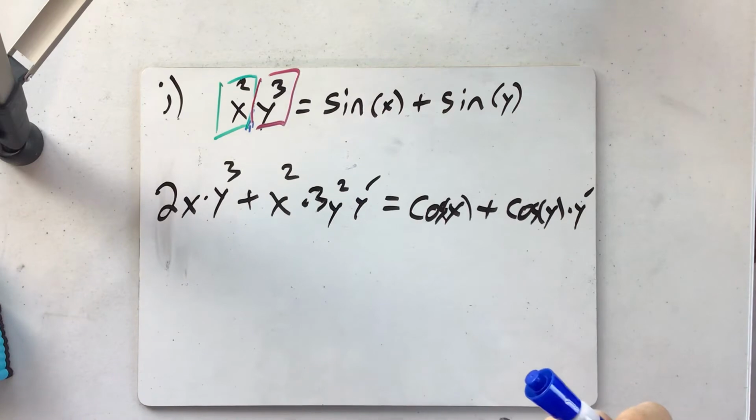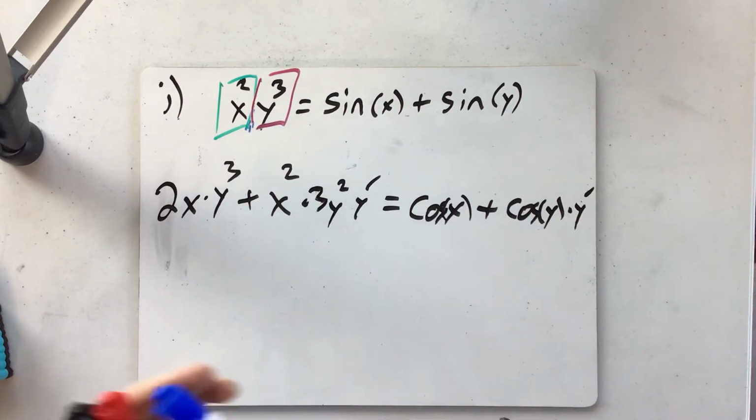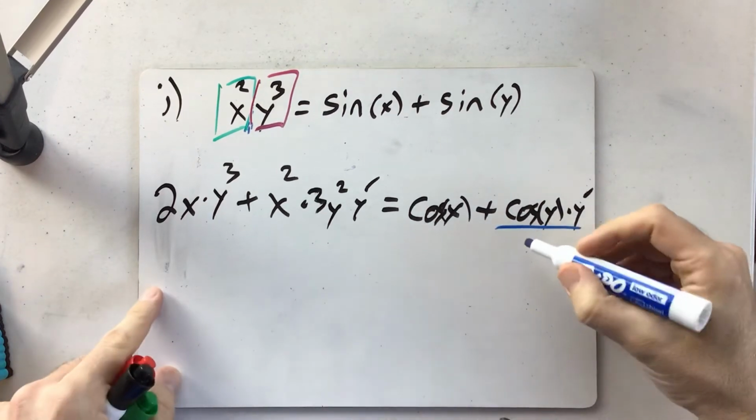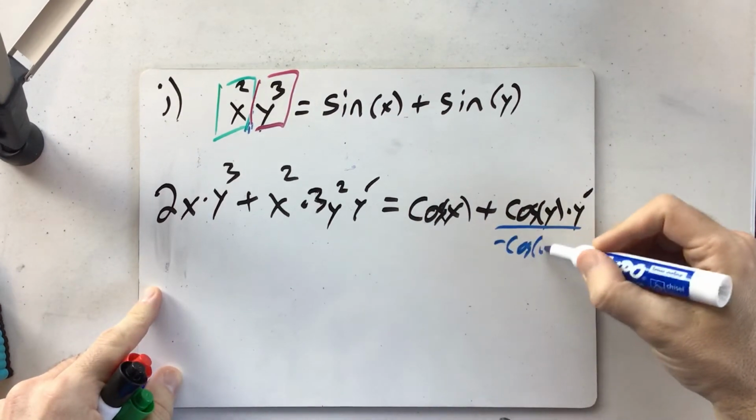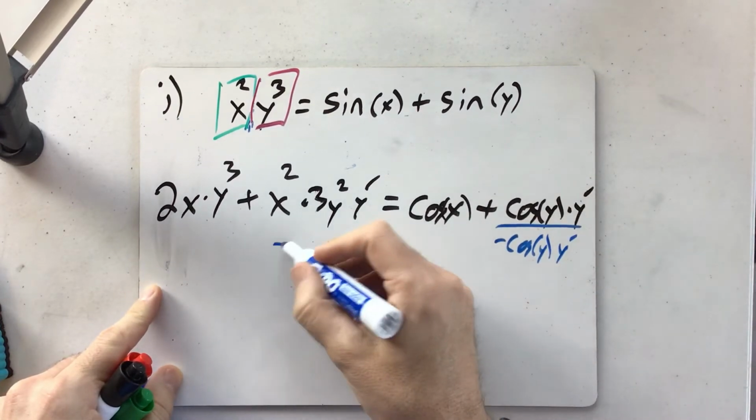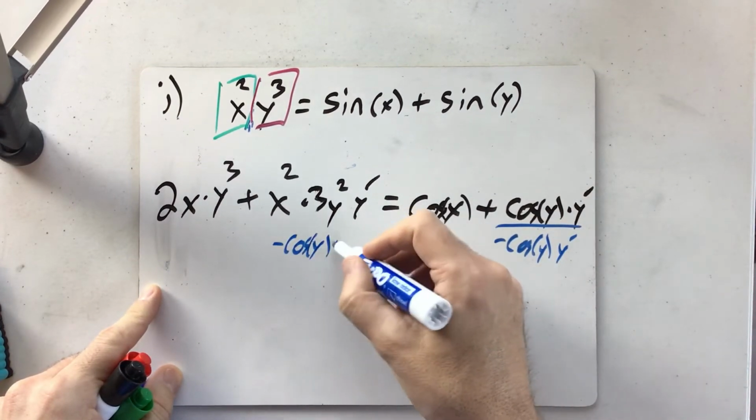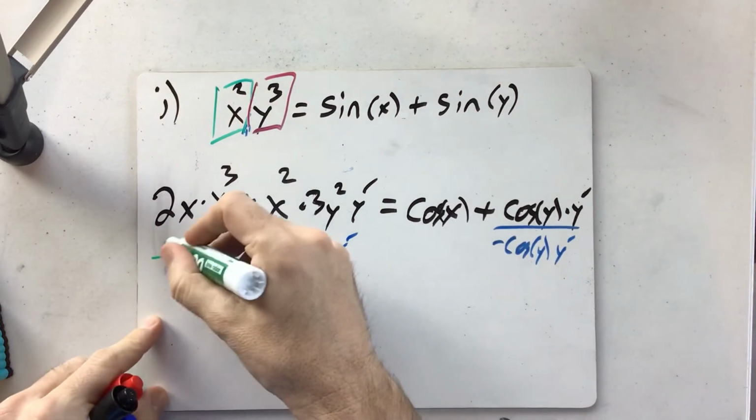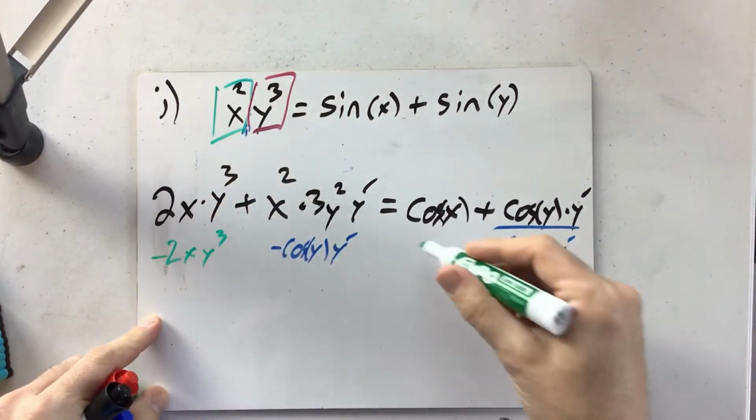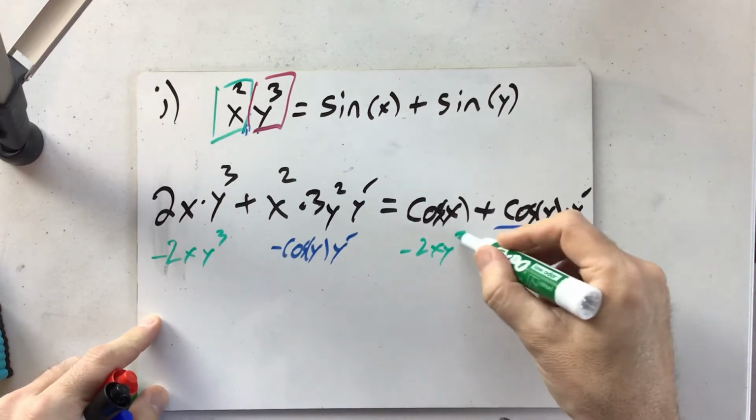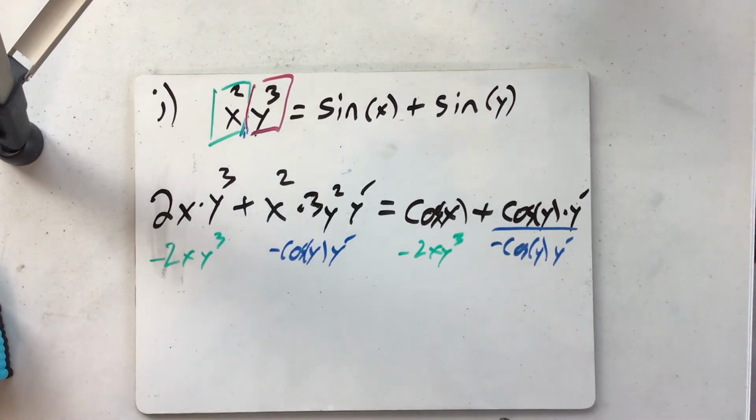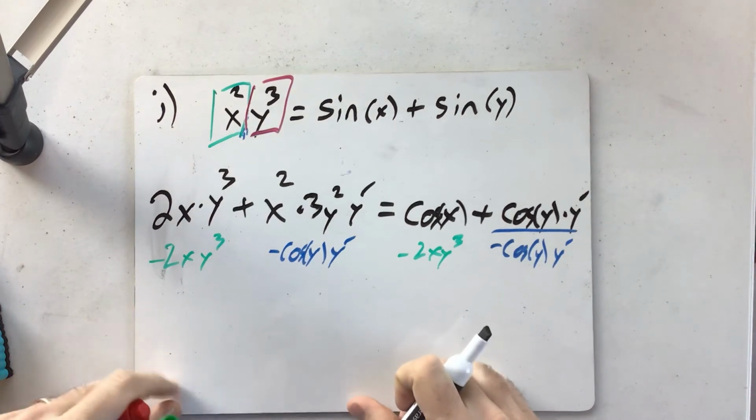Okay, so that's our first step, to take the derivative of everything. Step number 2 is to solve for y primes. And so now I do the exact same thing I had earlier. So I'm going to subtract cosine y prime from both sides. And I'm also going to subtract 2x y cubed from both sides. And I'm just doing that so that I can get all my y primes on the same side, all my non-y primes on the other side, and that'll make our algebra all work out a lot nicer.